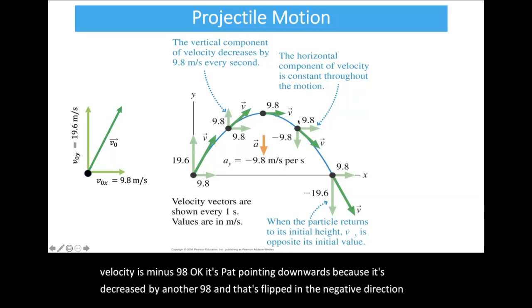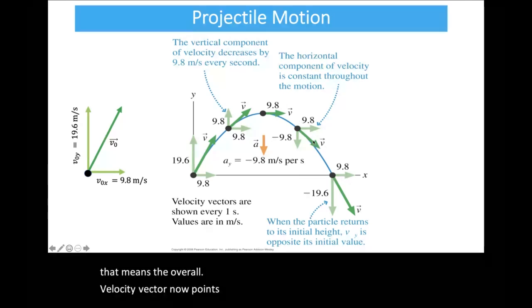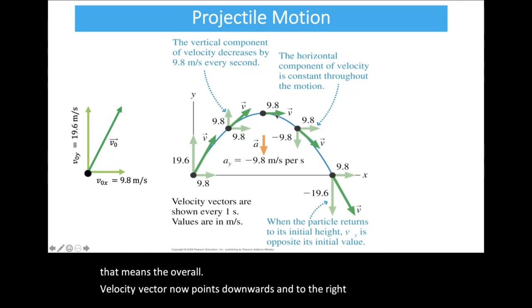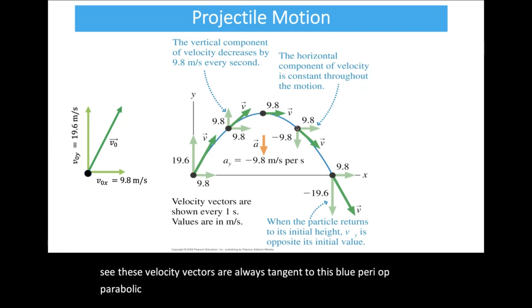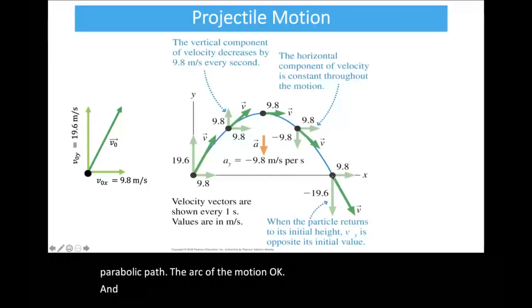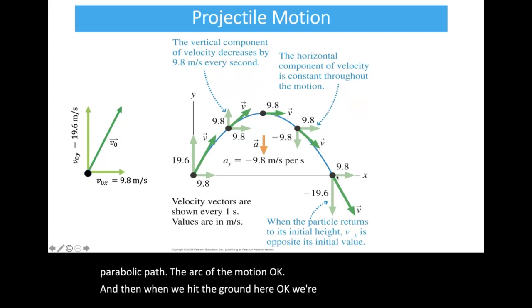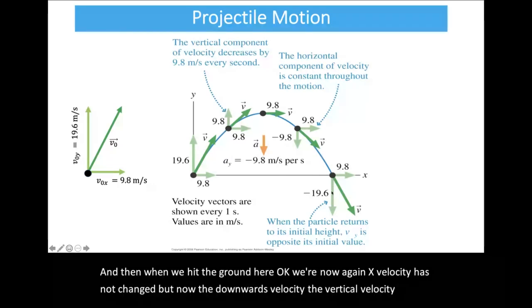So that means the overall velocity vector now points downwards and to the right. And again, you can see these velocity vectors are always tangent to this blue parabolic path, the arc of the motion. Okay, and then when we hit the ground here, the x velocity has not changed, but now the vertical velocity is negative 19.6 meters per second.